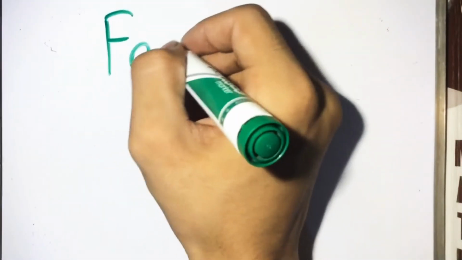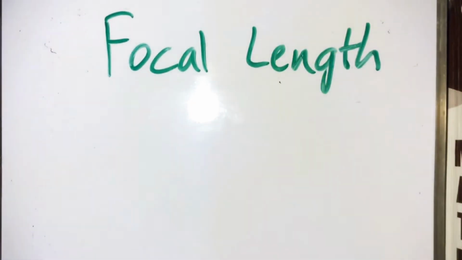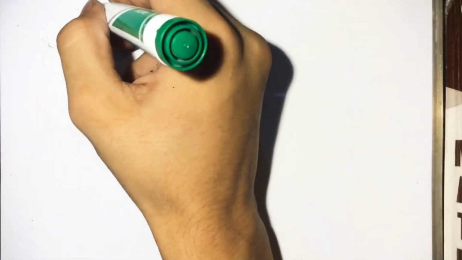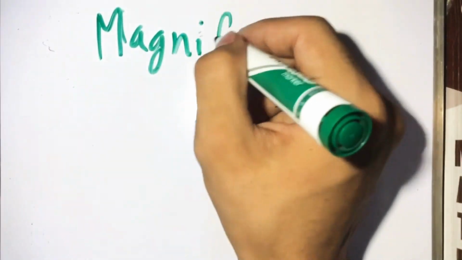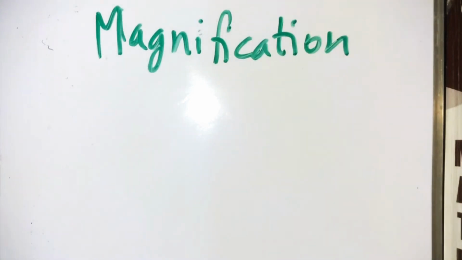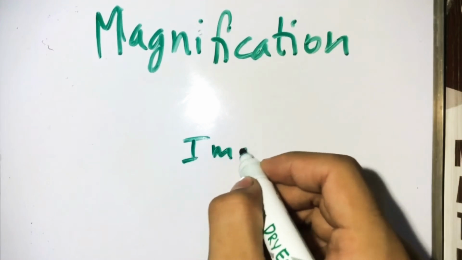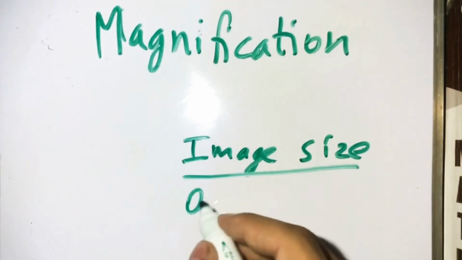The focal length is the distance between the focal point and the optical center, and magnification is the ratio of the image size upon object size.